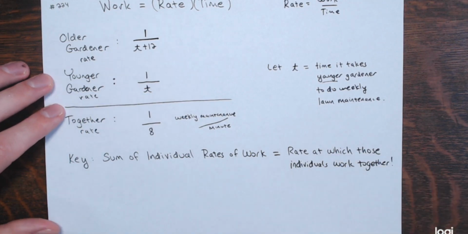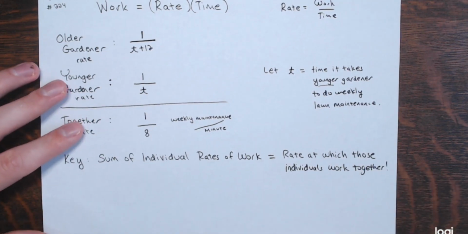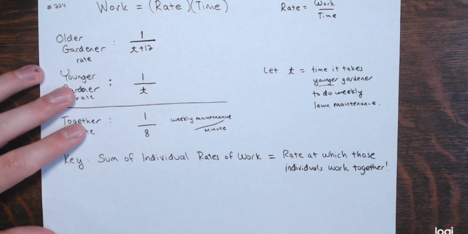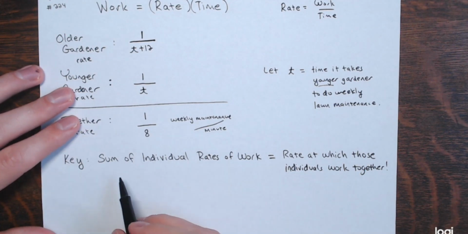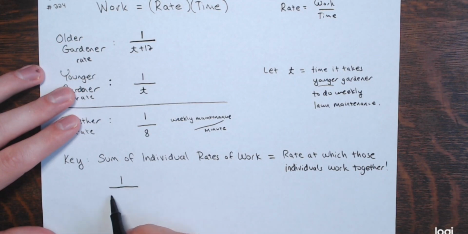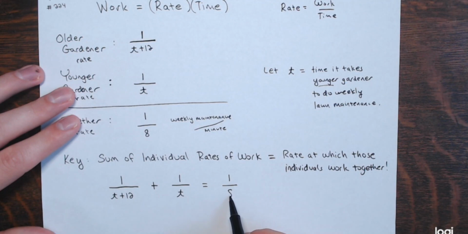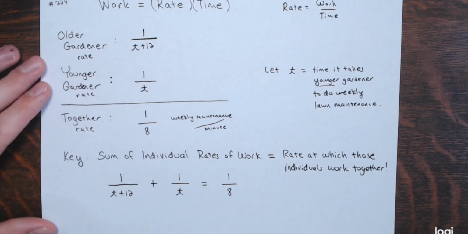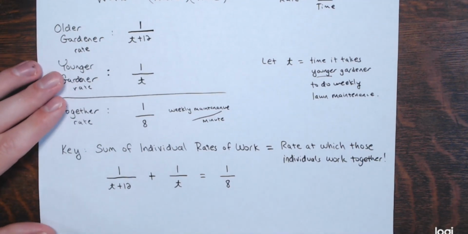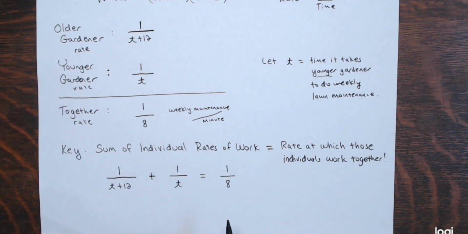And that is the key to setting up any equation involving work and work rates. So this means that the older gardener's work rate, 1 over T plus 12, plus the younger gardener's work rate, 1 over T, is equal to the rate at which they work together, which would be 1 over 8. Right? They do 1/8 of the job in a minute together. All right, and then we're solving this rational equation.